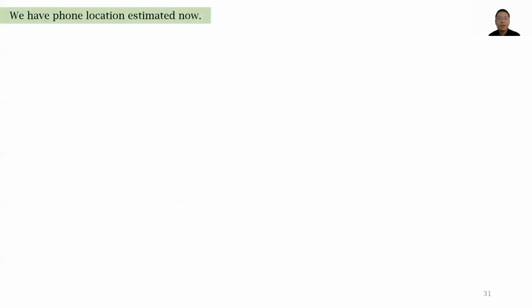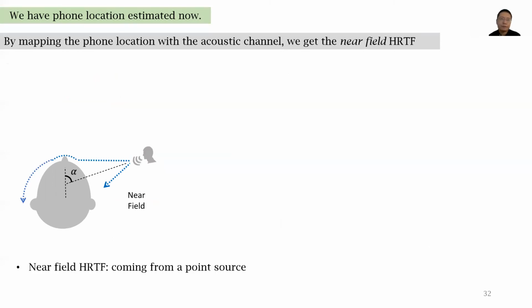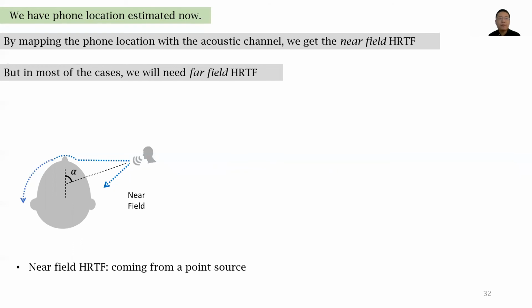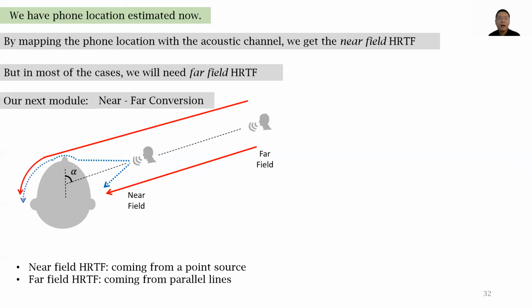And we now have the phone location estimated. By mapping the phone location with the acoustic channel, we get the near-field HRTF. And we can see that the near-field HRTF is actually coming from a point source. But in most cases, we will need the far-field HRTF. And far-field HRTF is coming from parallel lines. And so I will talk about our next module, which is near to far-field HRTF conversion.